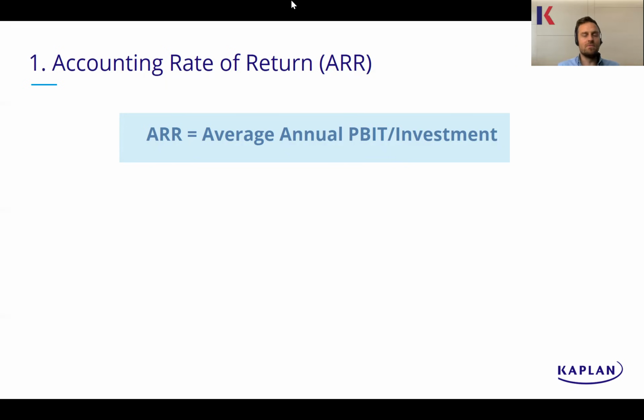So if the answer comes out as, say, 15%, what we're saying is this is giving us a 15% return on the investment we made on this project. So it's a nice, simple measure that's widely used. A lot of people will use this to compare projects, and it works nicely for projects of different sizes as well.